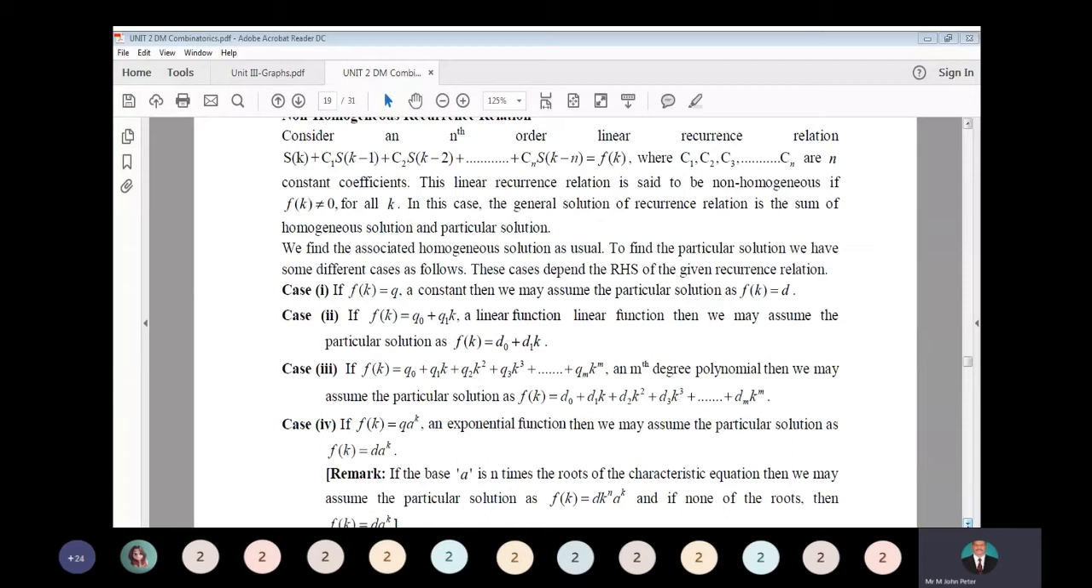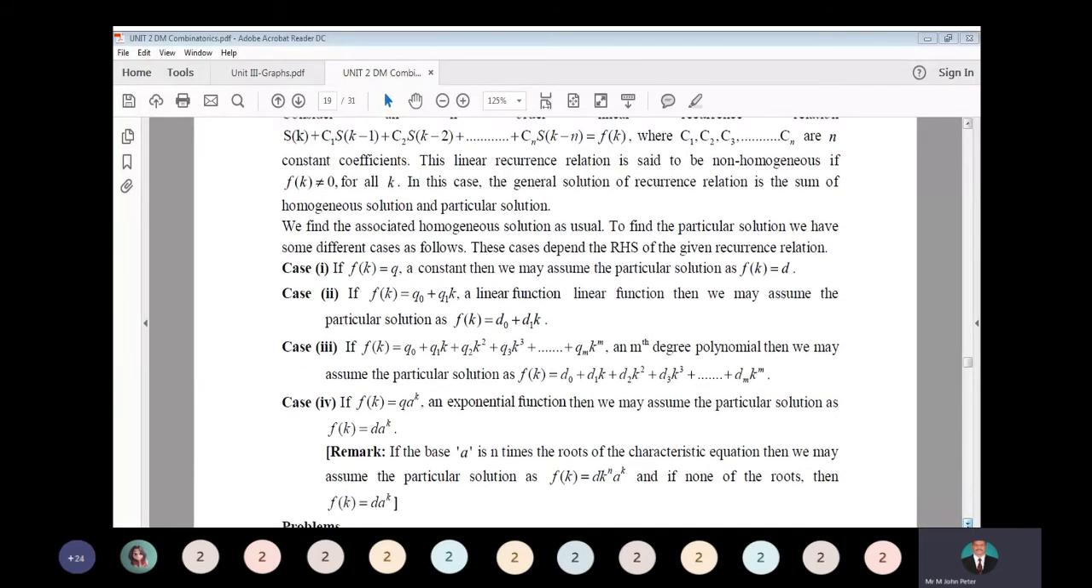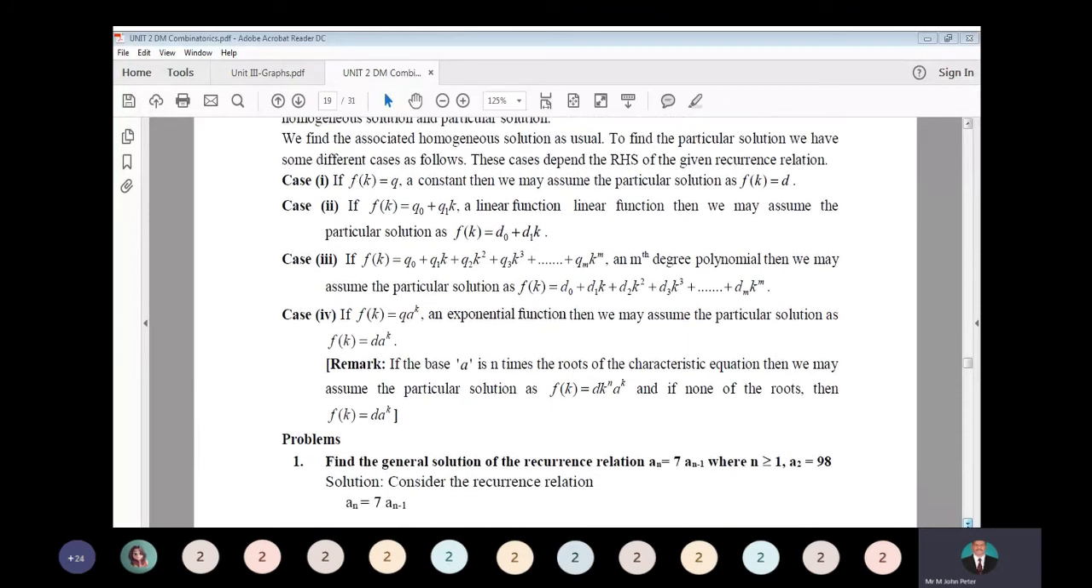Okay. So case 4: if f of k is equal to q into a power k, an exponential function, then we may assume the particular solution f of k is equal to d into a power k. So the given function is an exponential function, q into a power k. Here k is the variable, as you have to take.